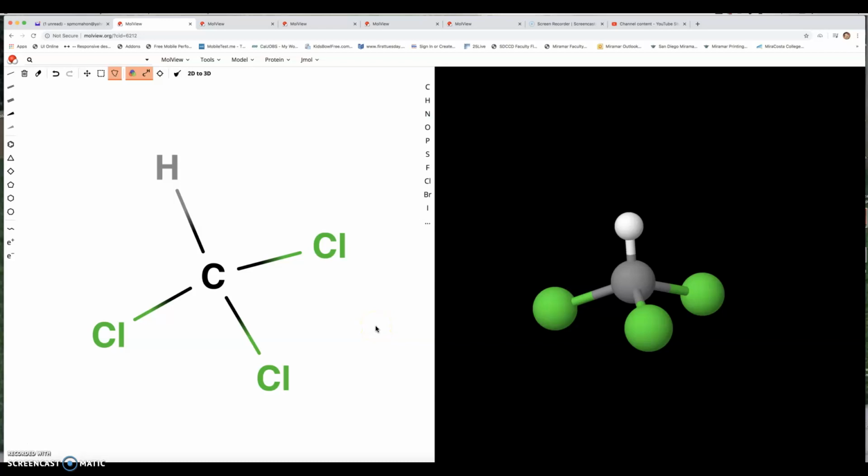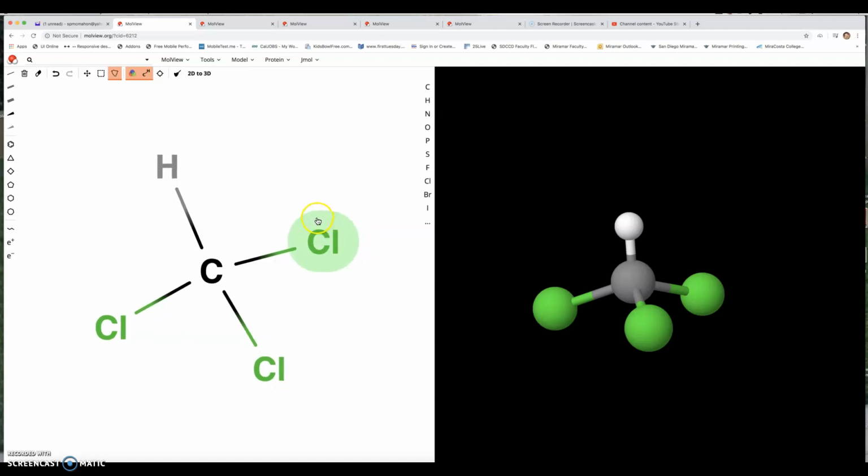The one thing that I want to talk about in particular for this program MolView, if you use it, is notice that on the chlorines, it omits the lone pairs. It's not like the Lewis dot structure where it's showing lone pairs. So make sure when you're drawing your Lewis dot structures in your lab that you don't forget those lone pairs. So each chlorine should have 3 lone pairs, so 6 more electrons to satisfy the octet.